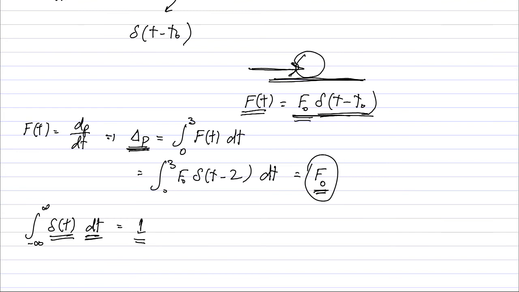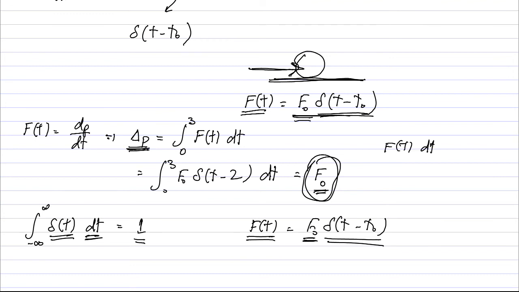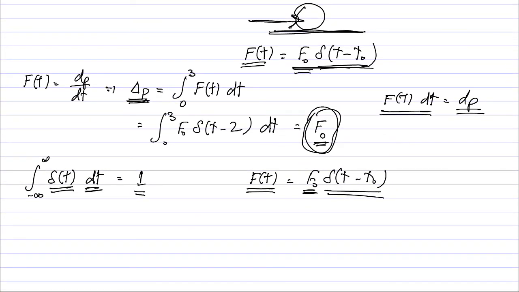So in other words, when I wrote down this thing, the delta function has dimensions of inverse time, and this whole thing has dimensions of force, so F naught needs to have dimensions of force multiplied by time. And force multiplied by time, as you can see from F of t dt equals dp, has exactly the same dimensions as momentum. So we are fine. But you have to be a little bit careful about dimensions when you have Dirac delta functions.